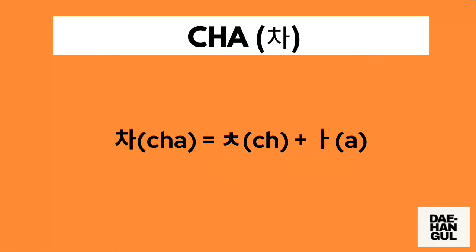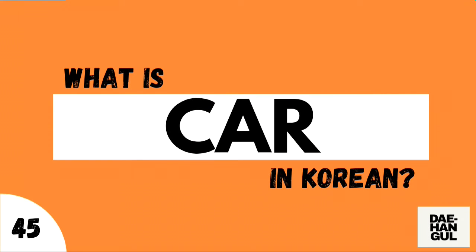How do we write cha in Hangul? This is composed of just two characters. The first character is a chiyut character, and the next character is an a character. We just need to combine these two characters to form the Hangul of the word cha, which is the Korean word for car. Again, chiyut plus a, it's cha. And with that, you already know what is car in Korean.